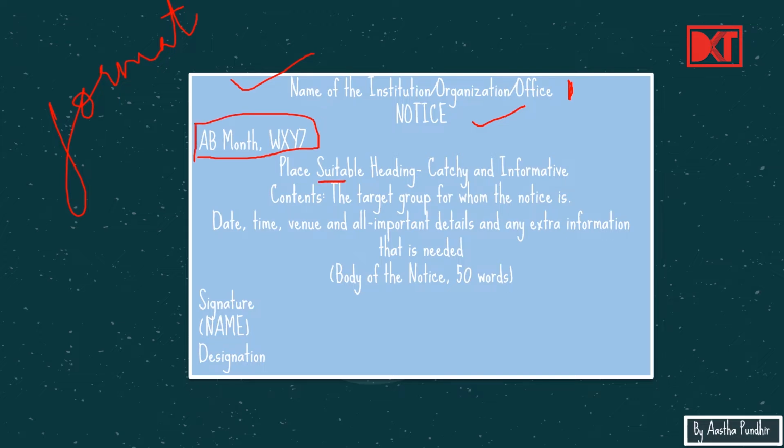Then place a suitable heading. Now this heading should be catchy and informative. Catchy and informative, what do I mean by that? For example, if there's a competition for which you're giving a notice, then it should be attractive, so that more and more students are attracted towards the competition. And suppose it is informative, for example, like collection of the ID cards or something like that, then it should accordingly give that information very precisely and in no more than 4 or 5 words. The heading should not be longer than 4 or 5 words. That's the maximum the heading should be. Otherwise, it becomes a whole sentence, right? What's the point of having a heading?